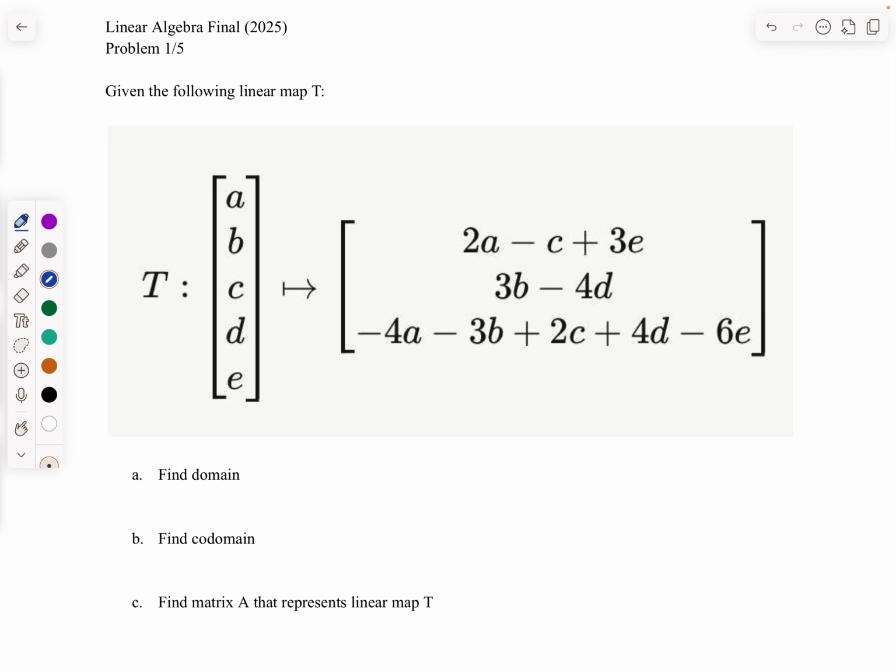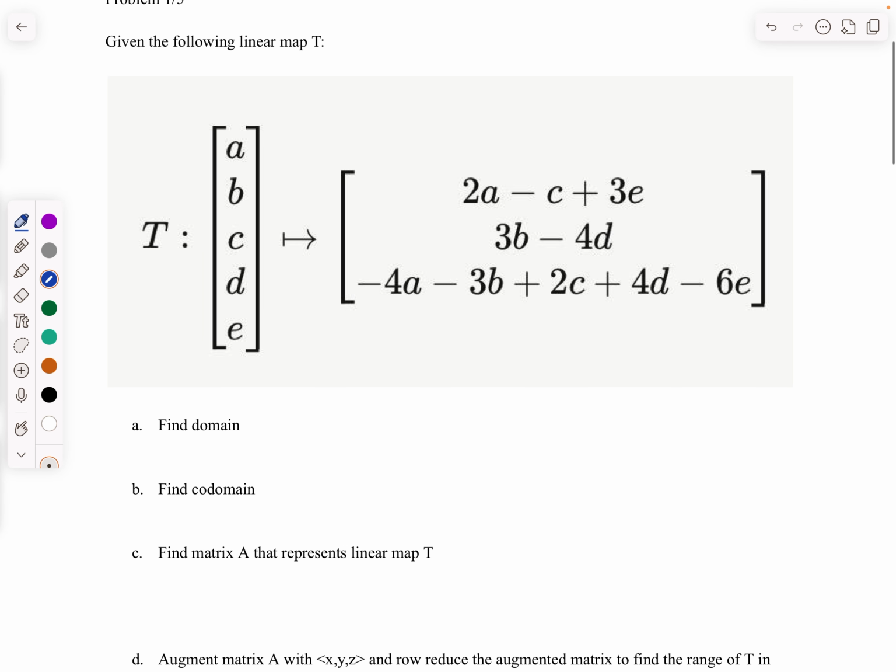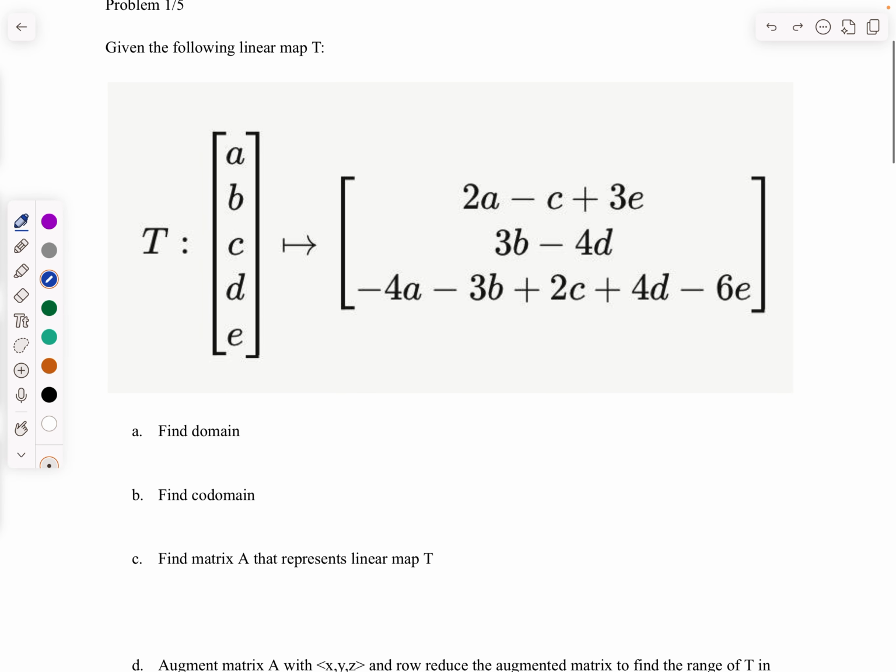So this problem is a classic linear mapping problem. It defines T, and the input is the variables a through e, and the output is here. The first question we're asked is to find the domain. So what is the domain itself? The domain is the set of all possible input vectors.